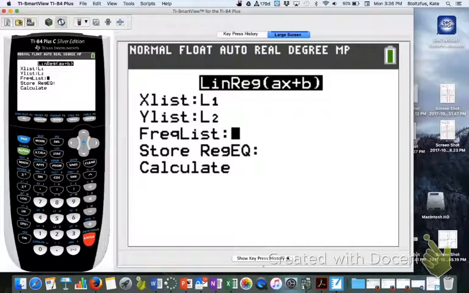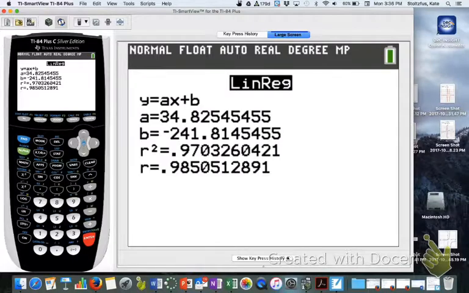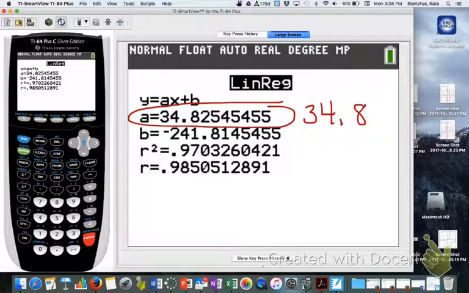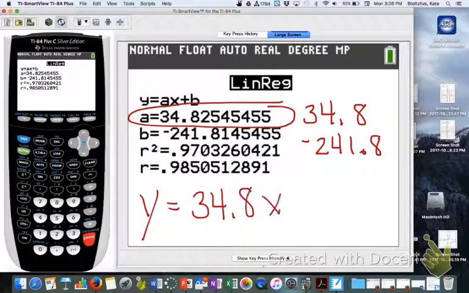My screen looks a little bit different than yours because I have a different model calculator. I hit enter, and right there I can see my slope, which is right here. That's the a. So you want to round that to the nearest tenth: 34.8, and my y-intercept would be negative 241.8. So the equation of my line of best fit would be y equals 34.8x minus 241.8, but I better check and make sure, are those the correct letters that were used in the actual problem.